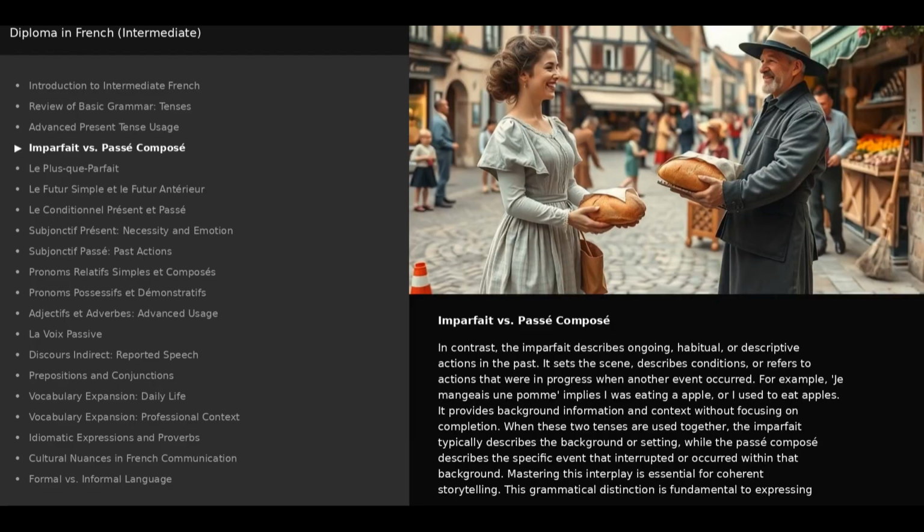In contrast, the imparfait describes ongoing, habitual, or descriptive actions in the past.